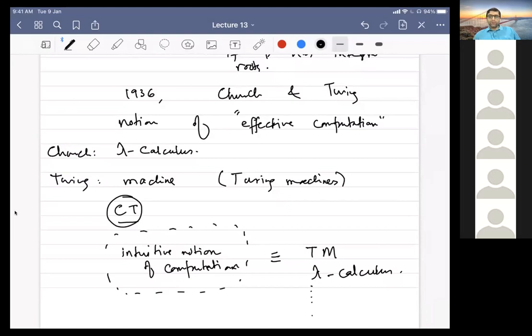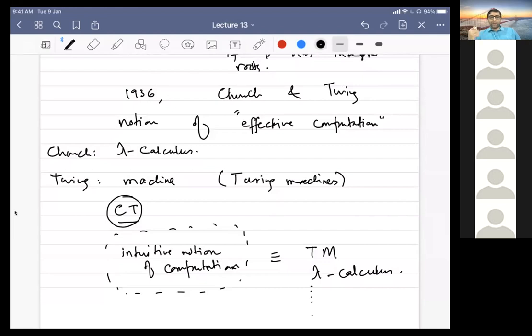So what does it mean by intuitive notion of computation? It means that anything that we can think about computation, anything for which we can come up with an algorithm, anything for which we can devise a machine or an effective procedure which solves that problem, is basically the intuitive notion of an algorithm or computation.